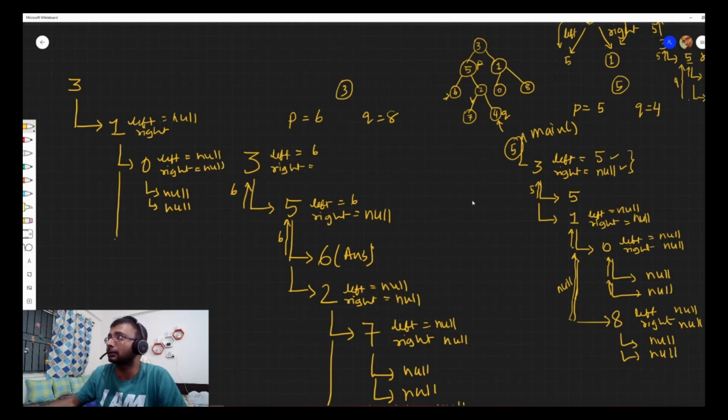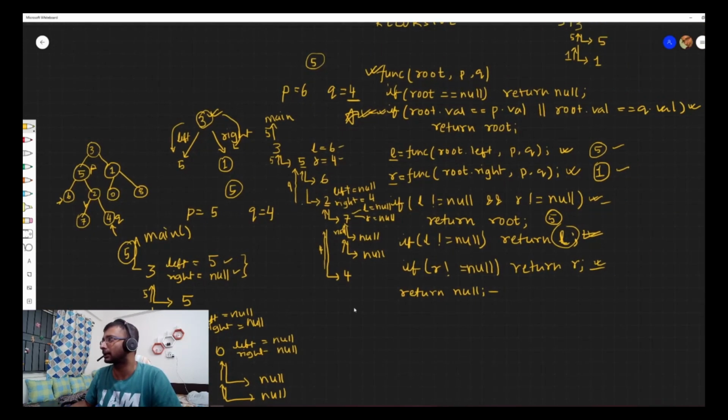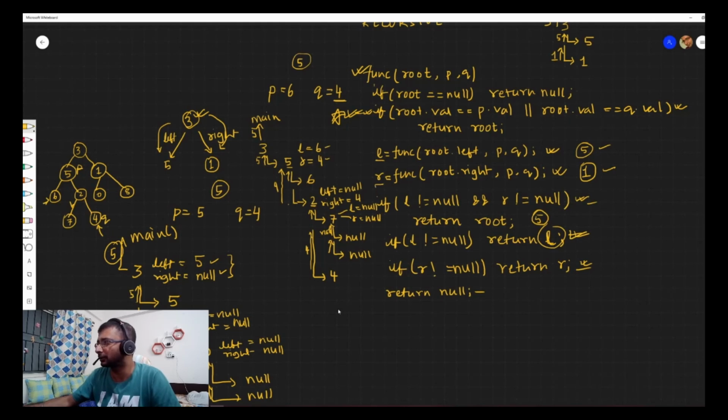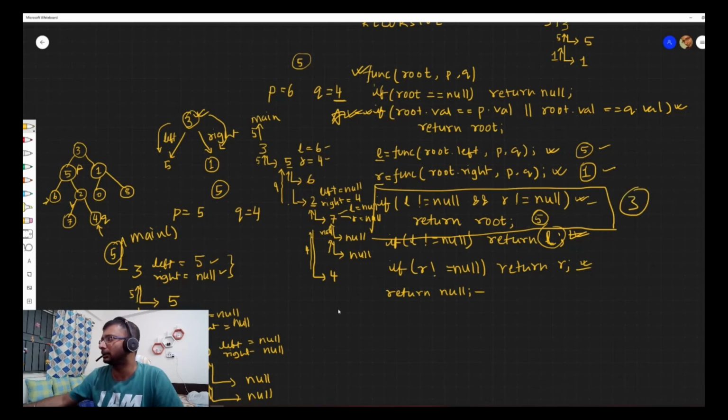So 1 calls its right, which is 8 and which is a match. So node 1 receives an 8 on its right. And since one of them is not null, it returns the same back to its caller 3. So 3 receives 6 and 8 on its left and right. So immediately we know that this condition has been matched. This condition over here has been matched. And we will return 3 to the main function, which is our answer.